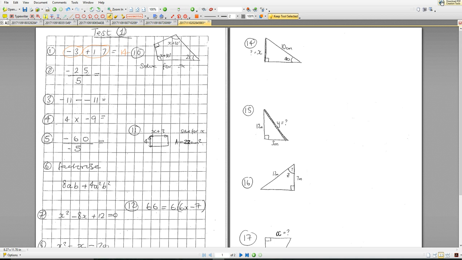The next one we have minus 25 divided by 5. If the signs are different, one's the minus, one's the positive, so the answer will always be minus. 25 divided by 5, that will give us the 5.